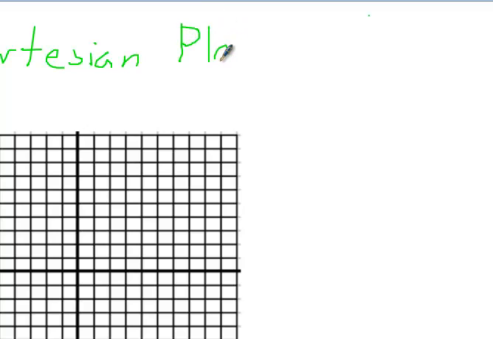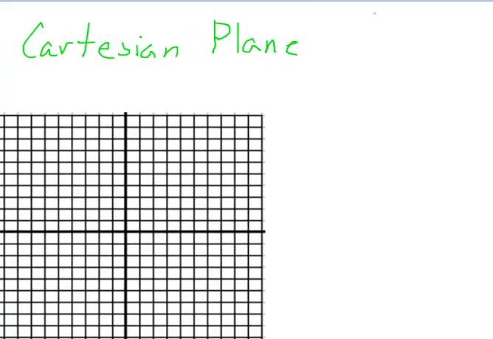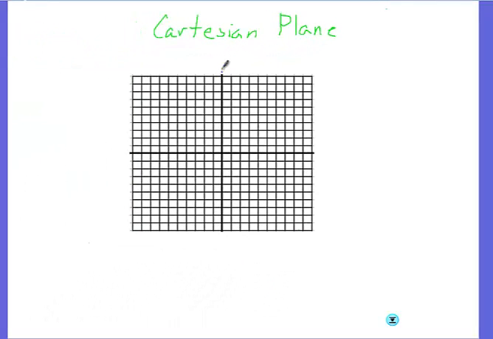So what I want to do is go over the graphs we use and a little bit about them. The fancy name for them is called a Cartesian plane. We both know that the horizontal axis is known as our x-axis, and the vertical axis is known as our y-axis. When you have a full Cartesian plane, there are four quadrants: quadrant 1, quadrant 2, quadrant 3, and quadrant 4.